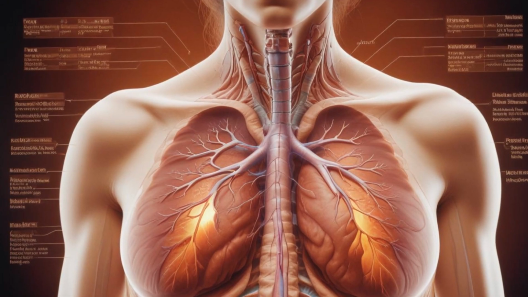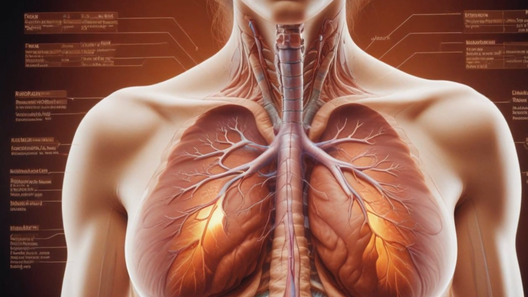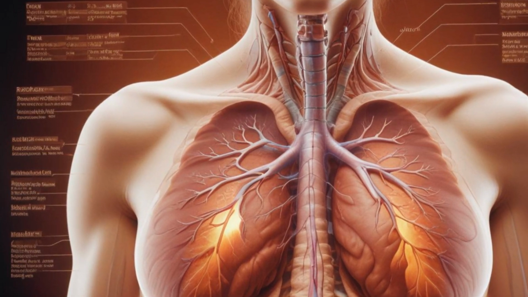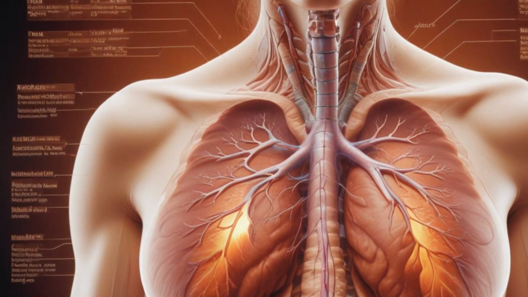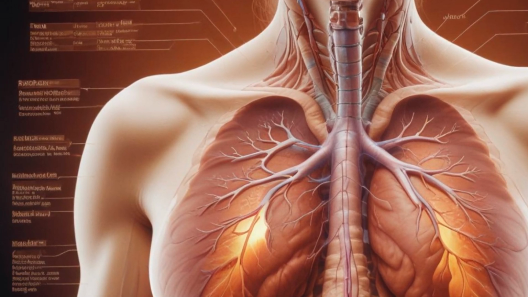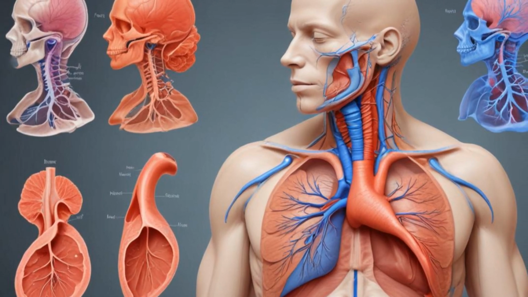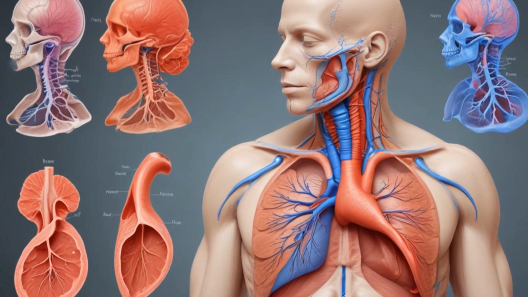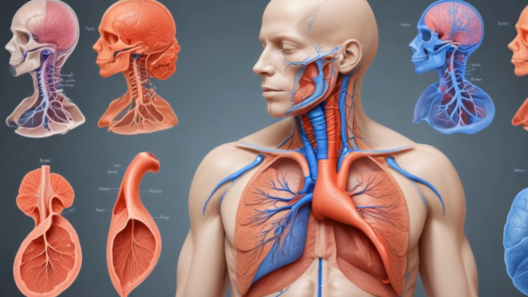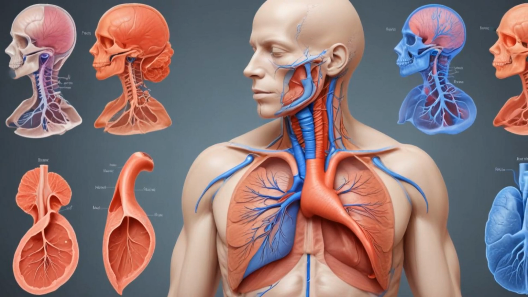Section 3, Mechanism of Breathing. Breathing is a rhythmic process divided into inspiration (inhalation) and expiration (exhalation). During inspiration, the diaphragm contracts and flattens while the external intercostal muscles lift the ribs upward and outward. This increases the volume of the thoracic cavity, lowering the intrapulmonary pressure below atmospheric pressure so air rushes in.